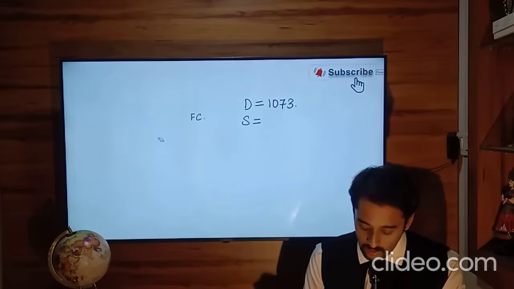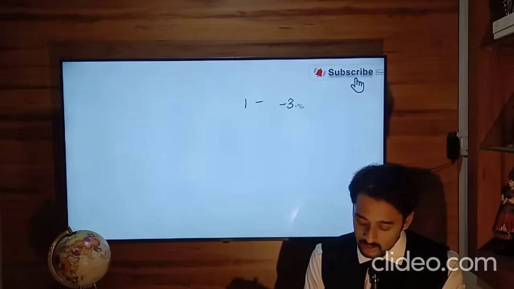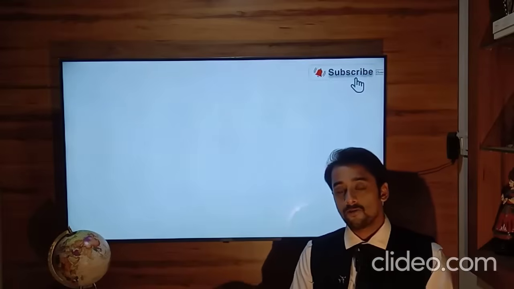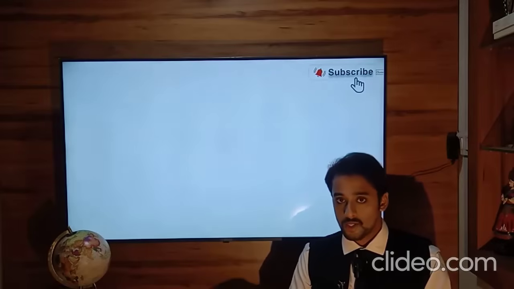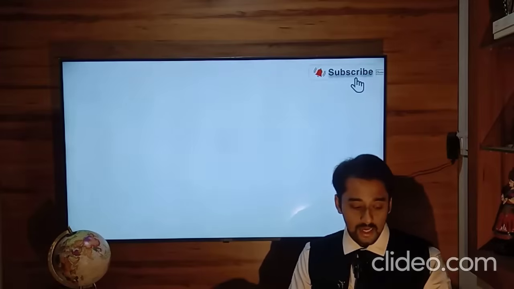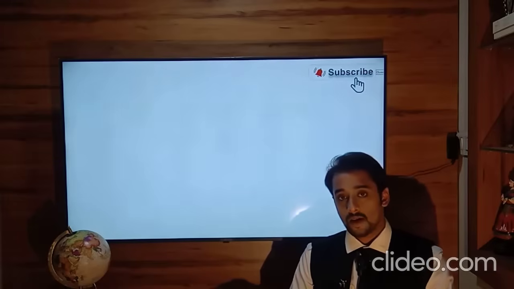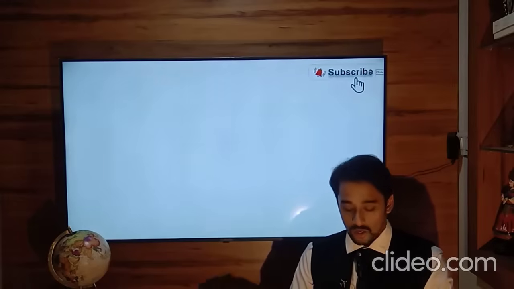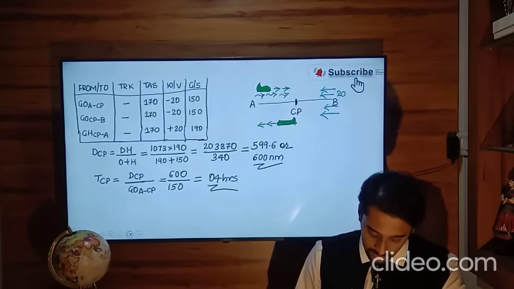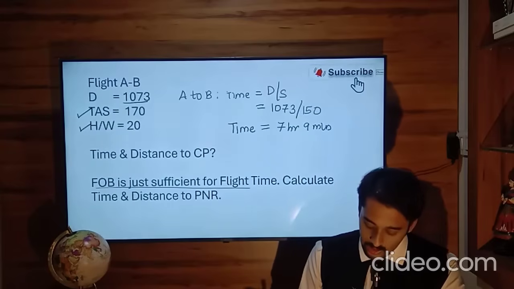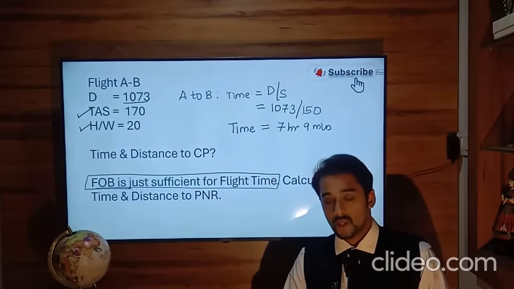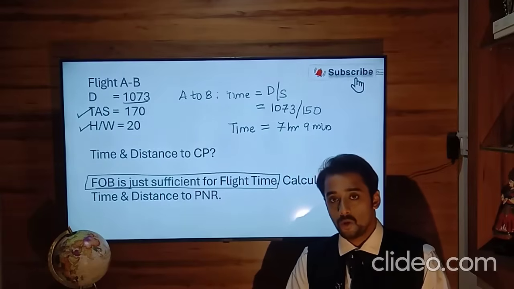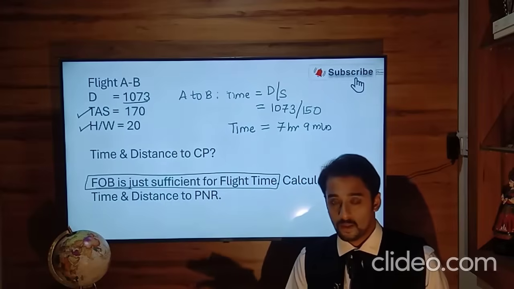The flight fuel time. So with the amount of flight fuel available to you, how much time will you stay up in the air? So that is your flight fuel. Now in this case they say that the endurance is equal to your flight time. In this question they have given that the fuel on board that you are carrying is just sufficient for flight time. So that means the fuel that is available to you will get finished. Okay, it will all finish when you reach your destination.